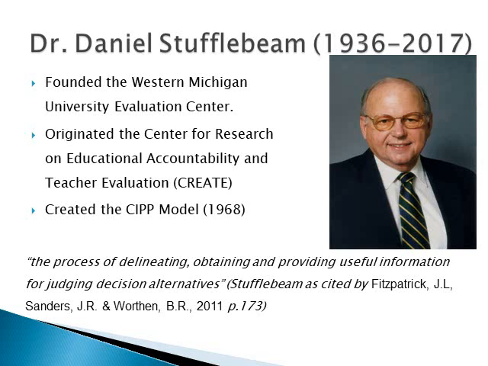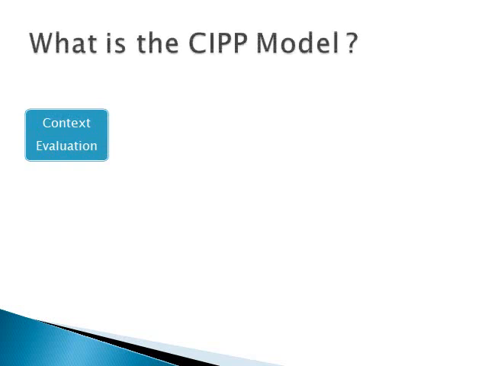The principal use of the model is to help administrators make good decisions. This model is used today not only in the United States but around the world. So what is the CIPP model? This model serves managers and administrators facing four kinds of decisions. The CIPP acronym represents the four basic concepts of the model.